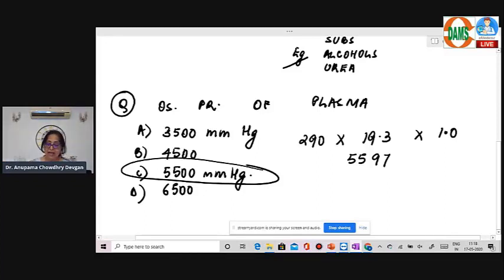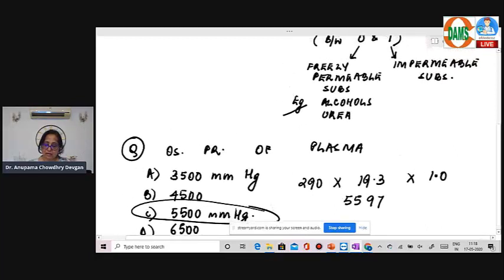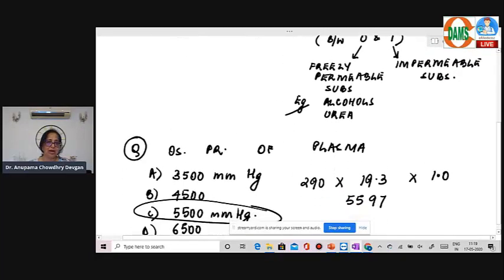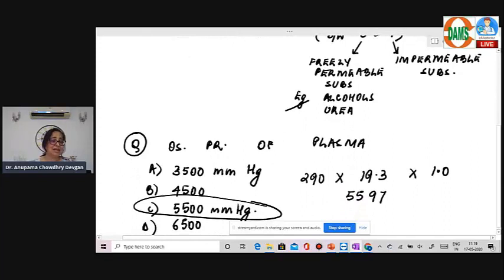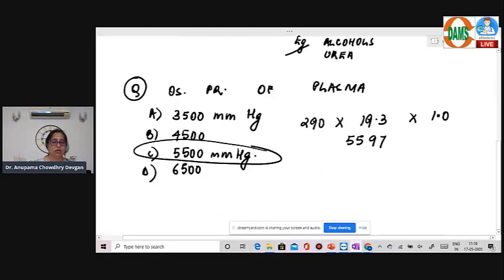Please remember, the osmotic coefficient for different substances is different. It is between 0 and 1. 0 is for freely permeable substances. That means, in other words, freely permeable substances like alcohol and urea do not exert an osmotic pressure. They do not contribute to osmotic pressure. Whereas impermeable substances have an osmotic coefficient of 1. So the osmotic pressure of plasma is going to be 5,500 millimeters of mercury.